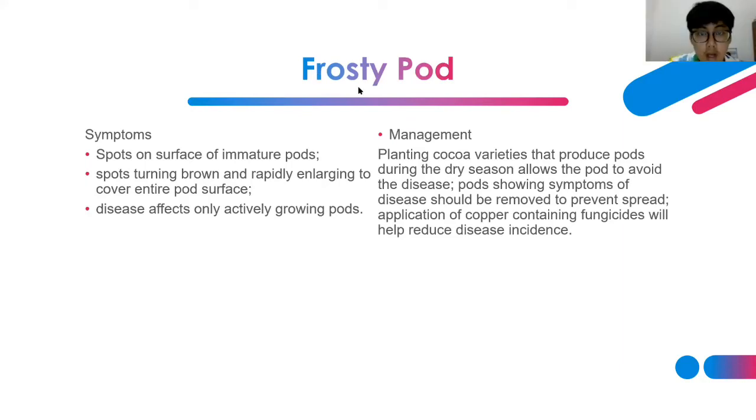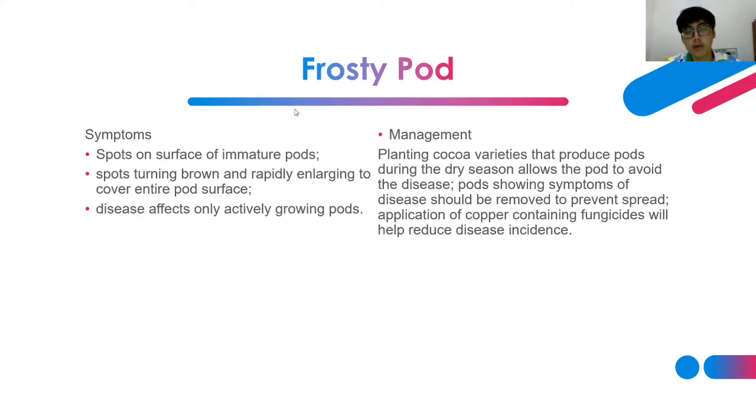Okay, next we have Frosty Pods, and this disease shows three symptoms. The first one is spots on the surface of immature pods. Second one is spots turning brown and rapidly enlarging to cover the entire pod surface. And lastly, this disease affects only actively growing pods.